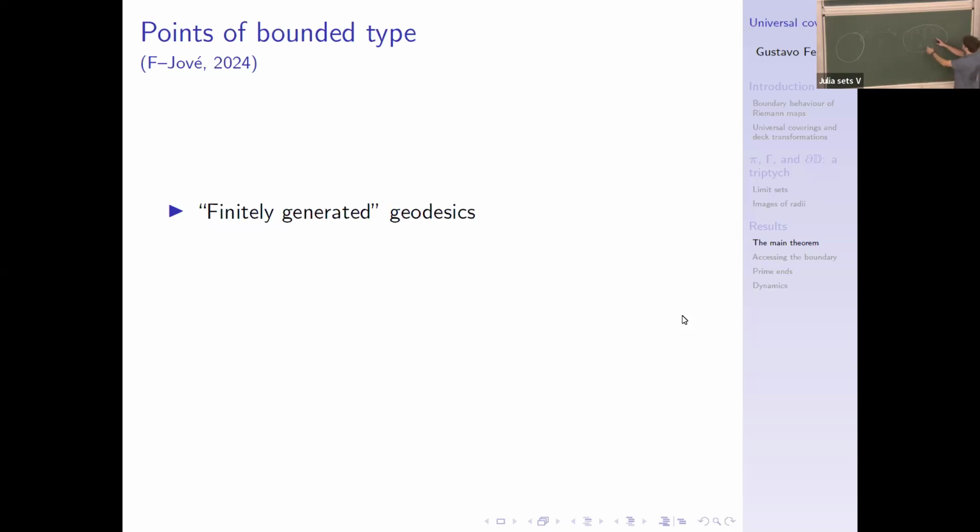But as long as I stick to these words made of these two red guys, I'm going to find some point here such that this radius is mapped onto some geodesic that's going to follow this itinerary that I prescribed. And this point is going to be of bounded type. So in this sense, these points, which were the bad ones, describe the finitely generated geodesics of my domain.